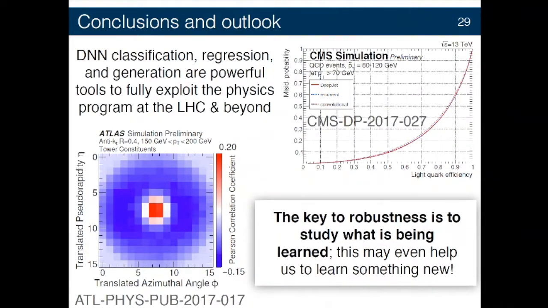So you talked about using regression to study pileup. How do you label the data? Do you label on like multiplicity or?